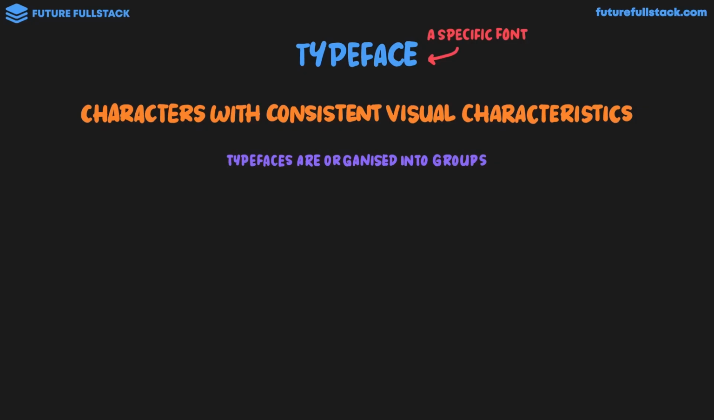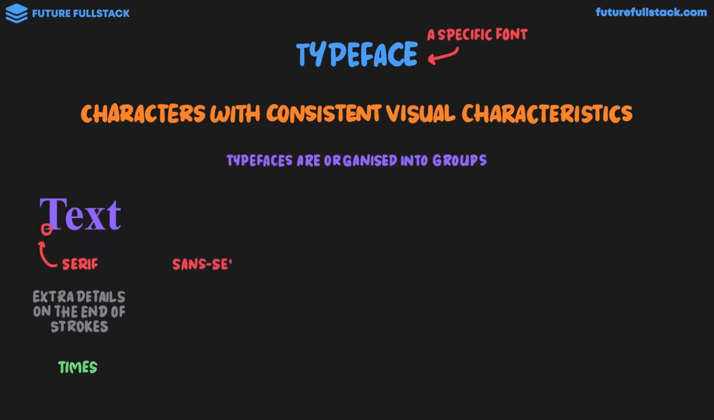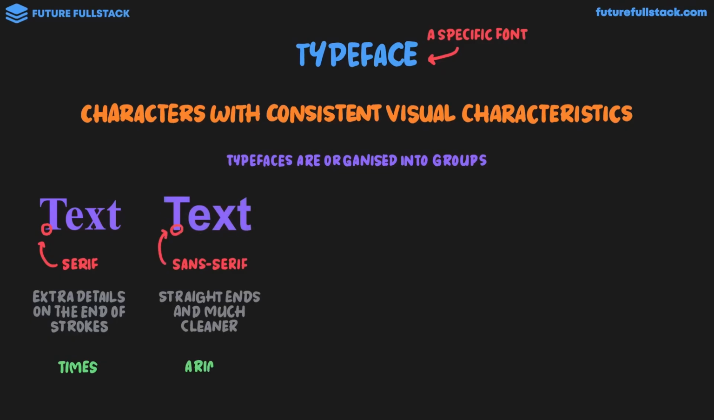The first group we have is serif. Serif fonts have extra details on the end of a stroke, which you can see on this font over here at the bottom of the T. A classic example of a serif font is Times. Next, we have sans serif. These fonts are known for their straight ends and are much cleaner. And they don't have those extra details like a serif font. Arial is an example of a sans serif font.